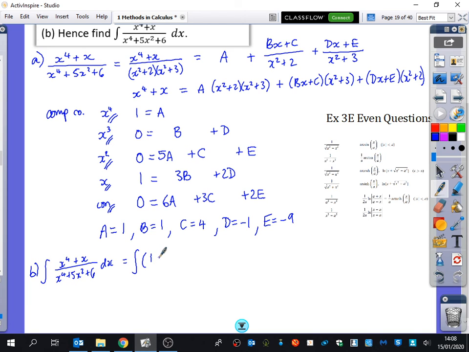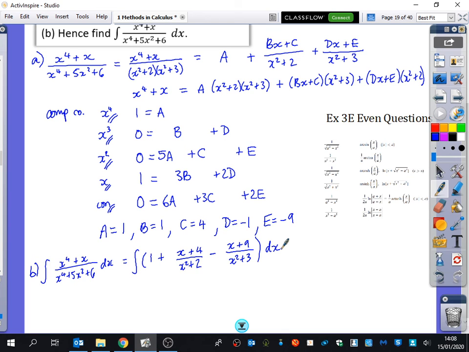1 plus x plus 4 over x squared plus 2, plus, can we just do minus and then x plus 9? You could do that if you want. Minus x plus 9, because obviously they're both negatives, so we put that as a plus, over x squared plus 3, dx.